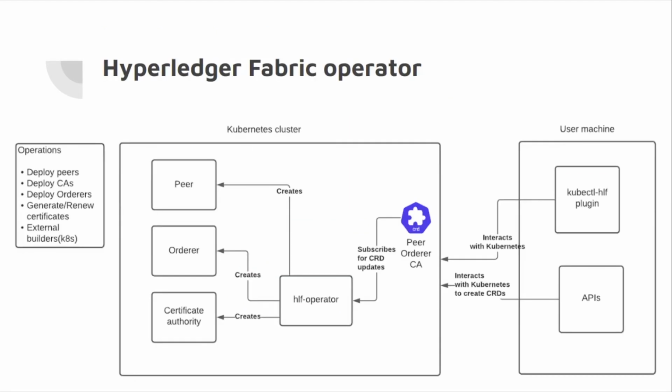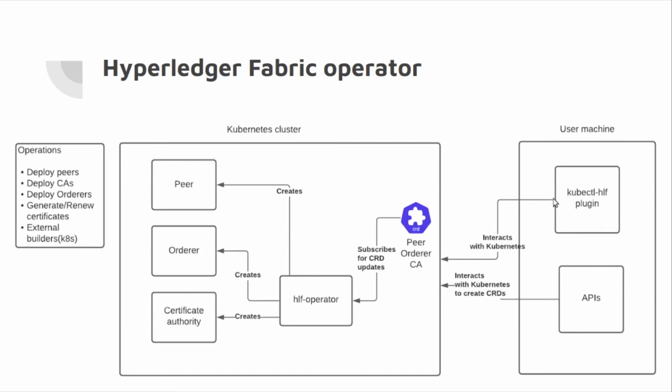Now let's discuss this Hyperledger Fabric operator. When you are working with this HLF operator, you need to have two things installed on your system. First is the kubectl command line, which is required in order to interact with the Kubernetes cluster. The second requirement is the kubectl HLF plugin. This plugin is responsible for issuing those commands to the custom resources, and then those resources are provisioned. The kubectl HLF plugin uses the operator SDK internally in order to issue those commands.